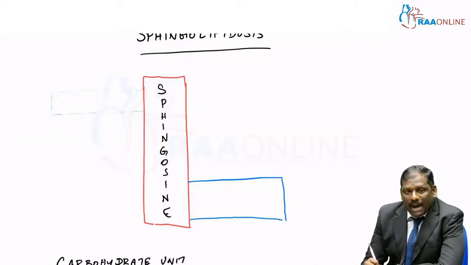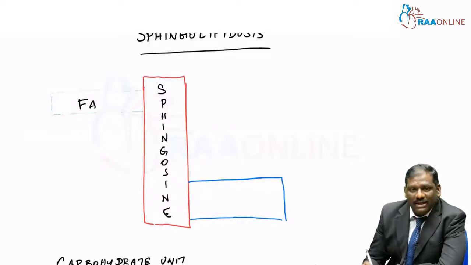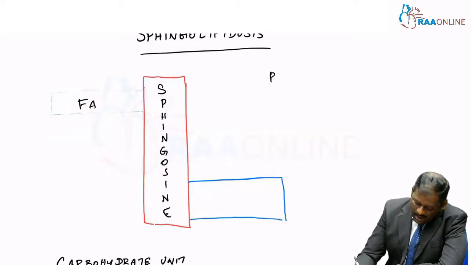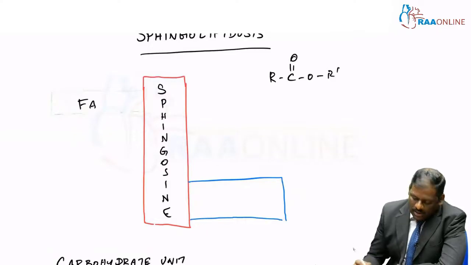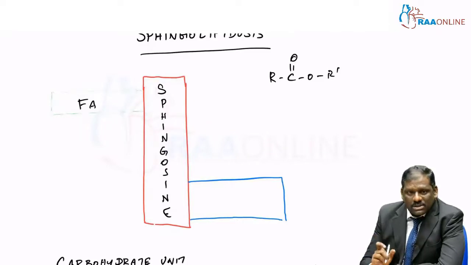To this backbone alcohol, a fatty acyl CoA or fatty acid will get attached through what linkage? Through ester linkage. Ester linkages are C double bond O R dash. So this is an ester linkage, an alcohol and an acid combining. This is called a sphingolipid.